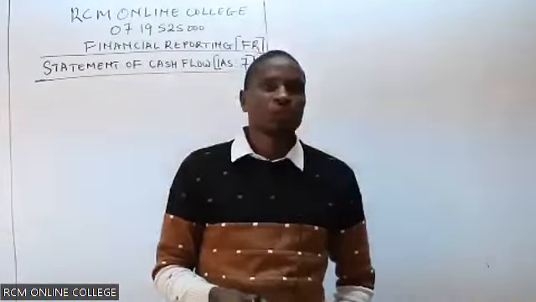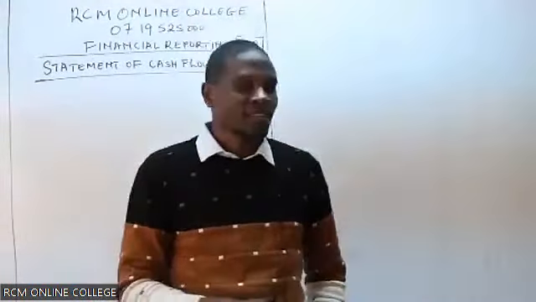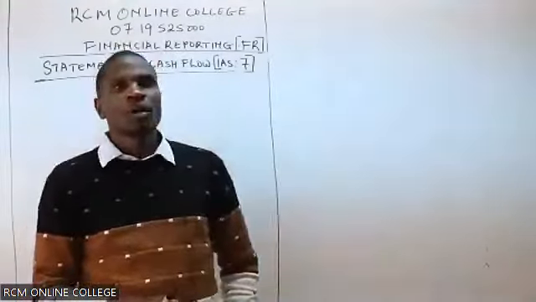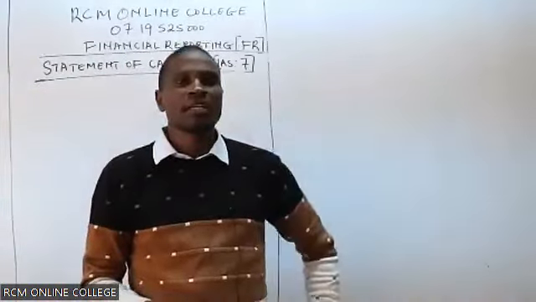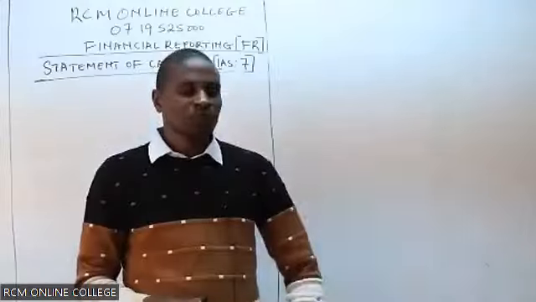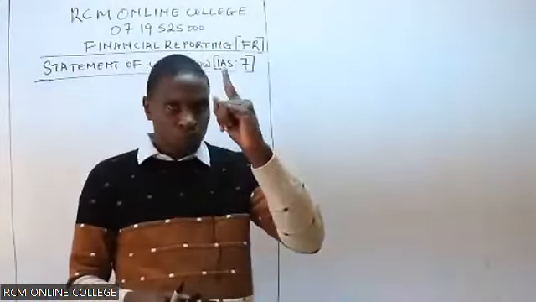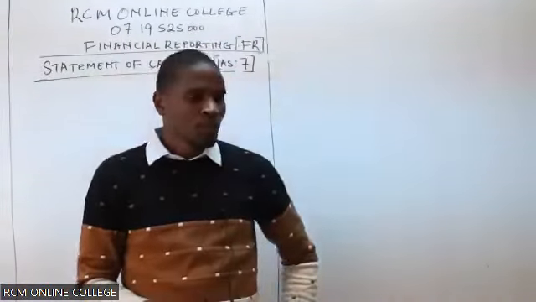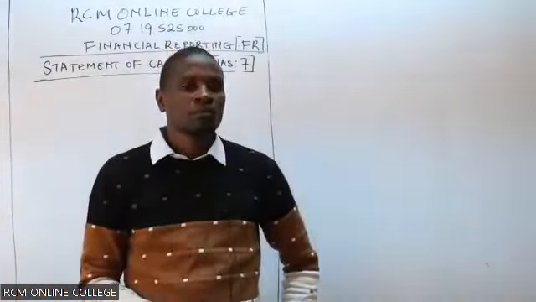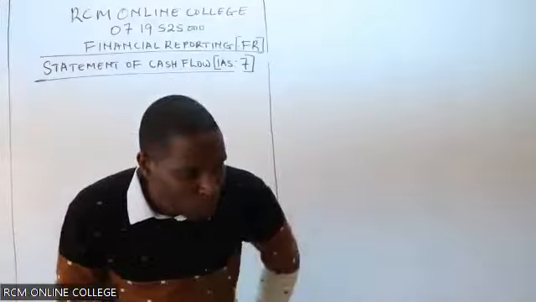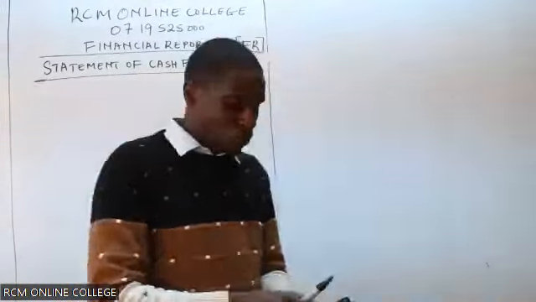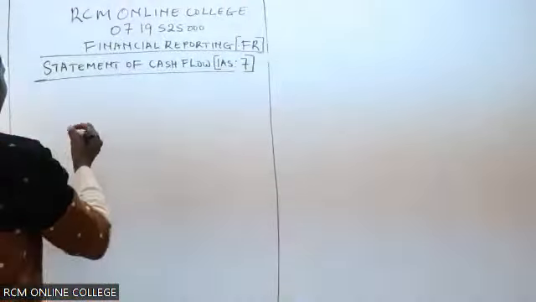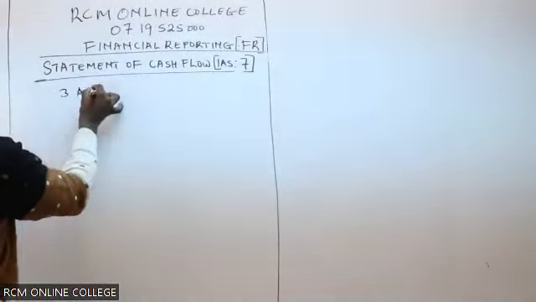Who can mention for us one of the activities, please? Who can mention for us one of the activities under statement of cash flow? Just one. Just mention one. Somebody. Come on. Thank you so much, Richard Ocheng. Richard Ocheng has it. So we are saying that we are having 3 activities.